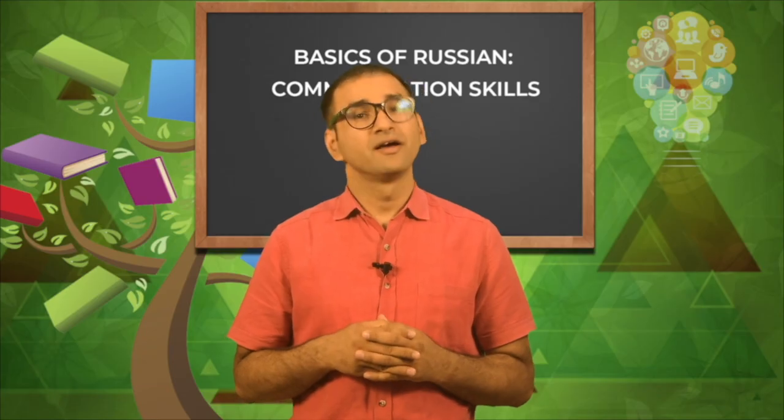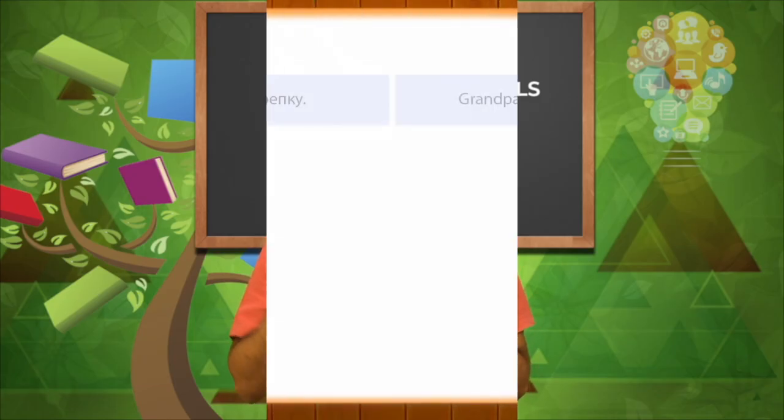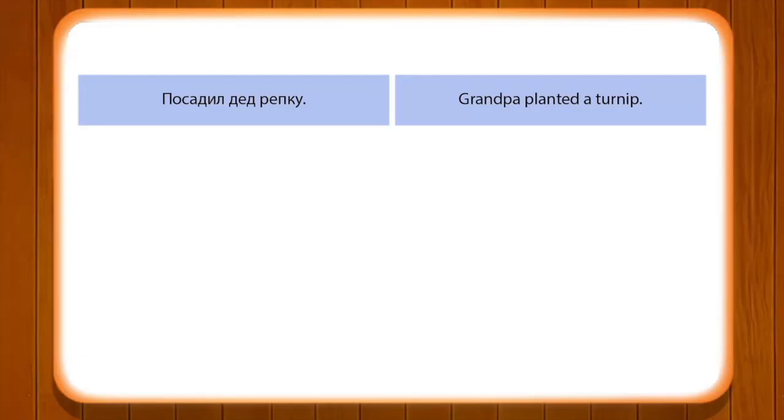Dear learners, let's discuss this story word by word so that we can discuss the grammatical aspects and the meaning of each and every word with you. So the first sentence is Posadil ded repku. Posadil means to sow, to plant. Ded is dedushka, grandfather or grandpa. Repku, you know, repka. Repka is the turnip or shalgam.